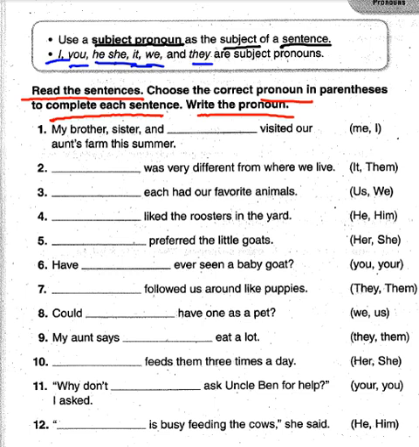Listen along as I read number 1. My brother, sister, and blank visited our aunt's farm this summer. So I have to figure out which one of these words is going to sound the best. Sometimes I can put the actual word in and see which one sounds better. Let's start with the word me. My brother, sister, and me visited our aunt's farm this summer. I don't think that sounds very good, so I'm going to try the word I. My brother, sister, and I visited our aunt's farm this summer. I think that sounds pretty good, so I'm going to put in the word I.